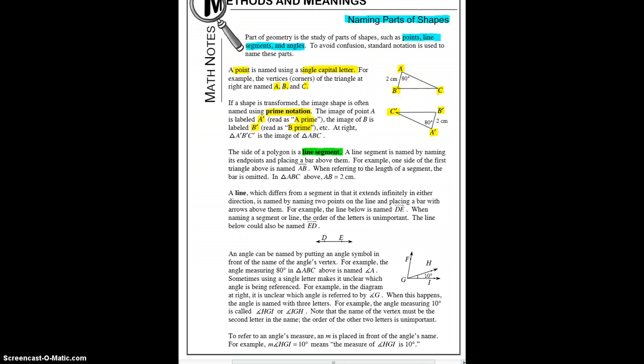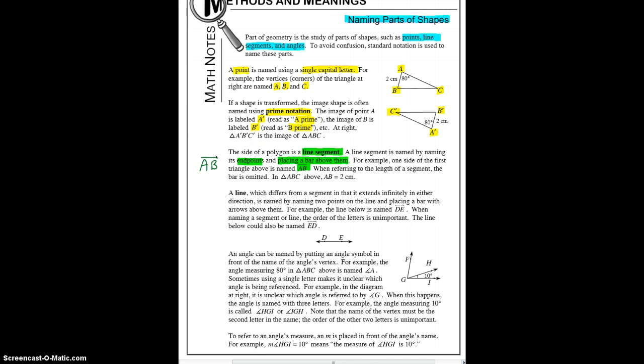The sides of our polygon are made up of segments or line segments. A line segment is just a piece of a line that we are trying to focus in on, and we label it by naming its endpoints and placing a bar above them. So for example, one of the sides of the first triangle up here is labeled AB. We'll write it out here over to the side. We label it AB segment.